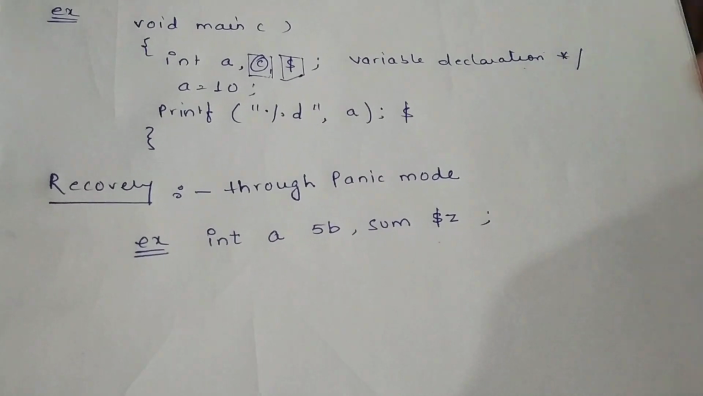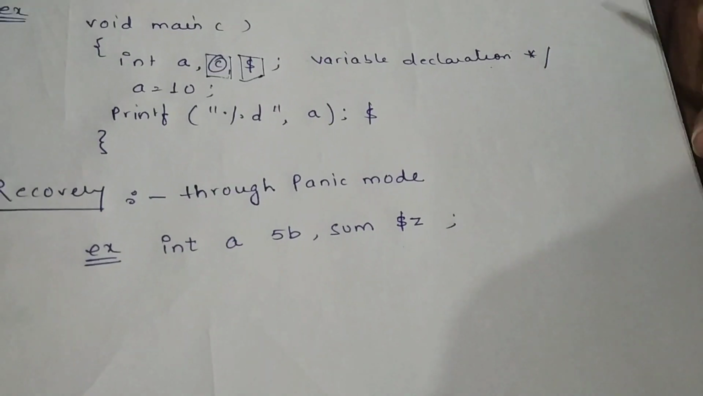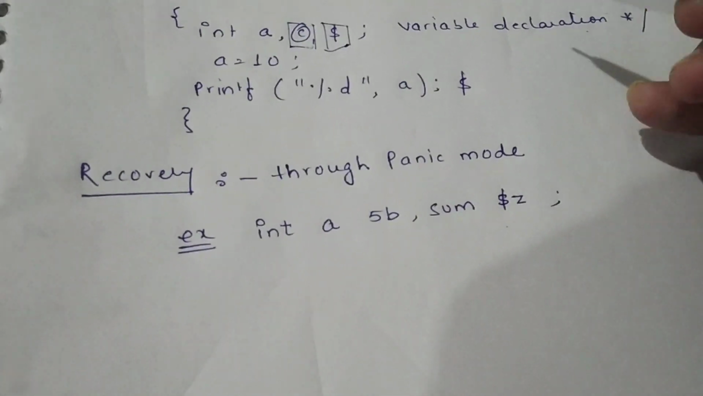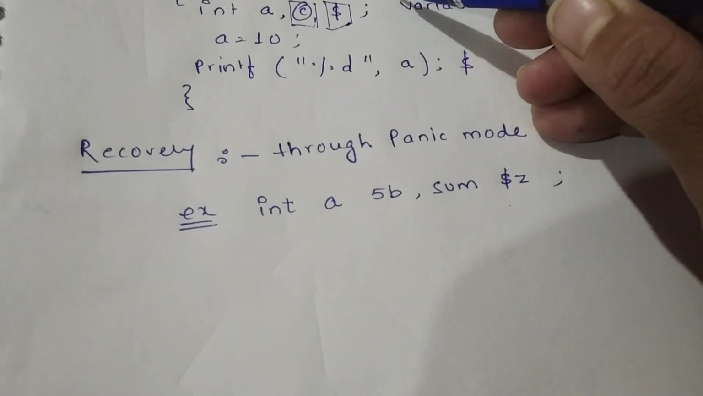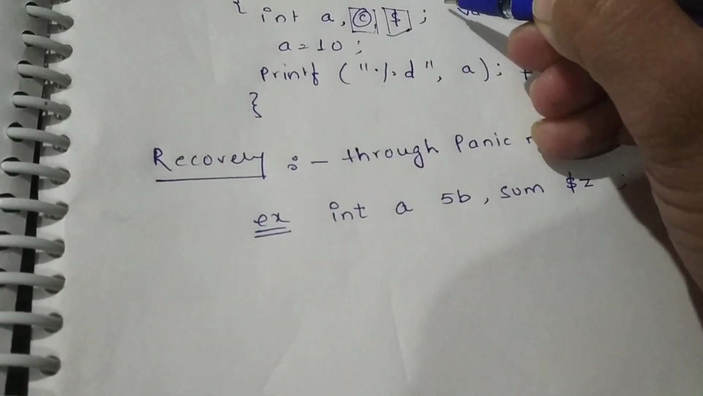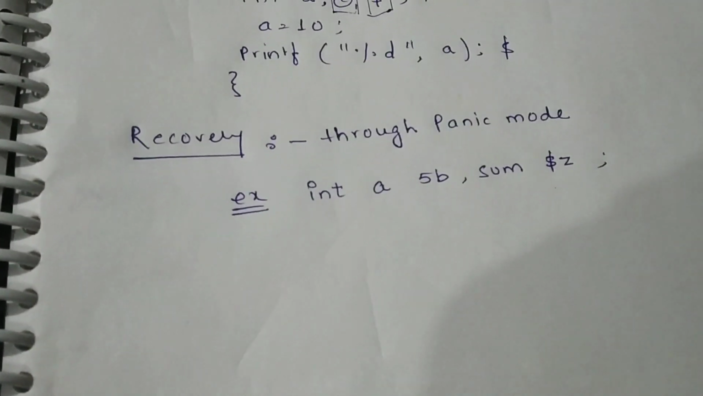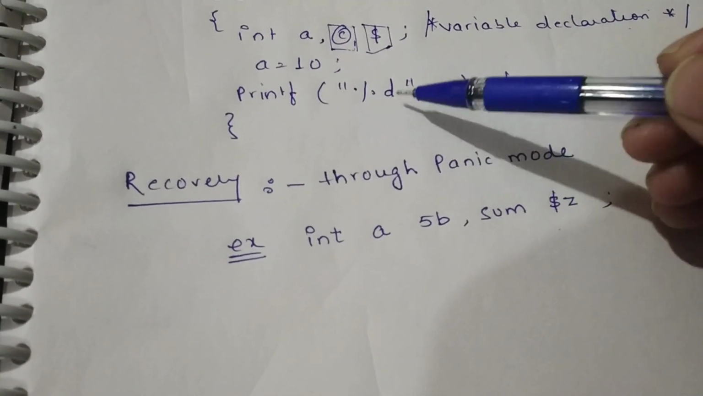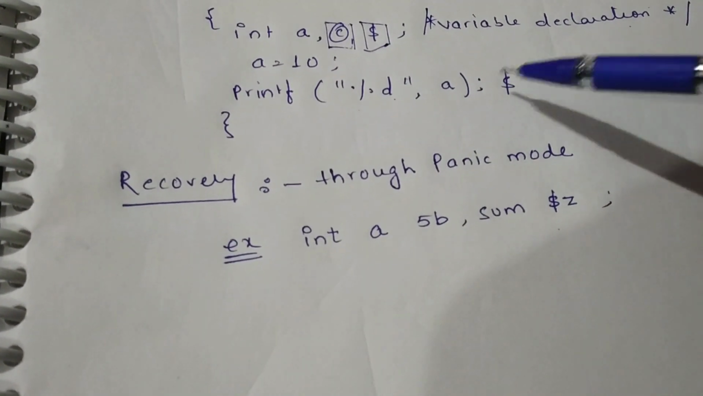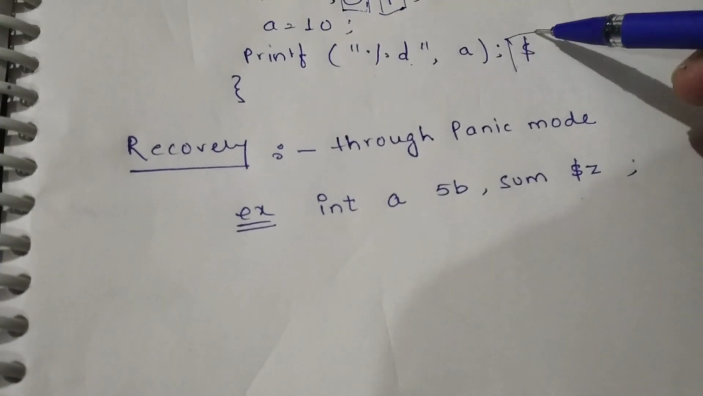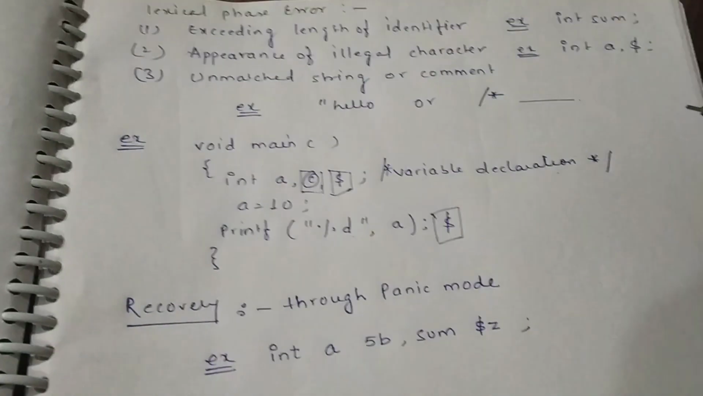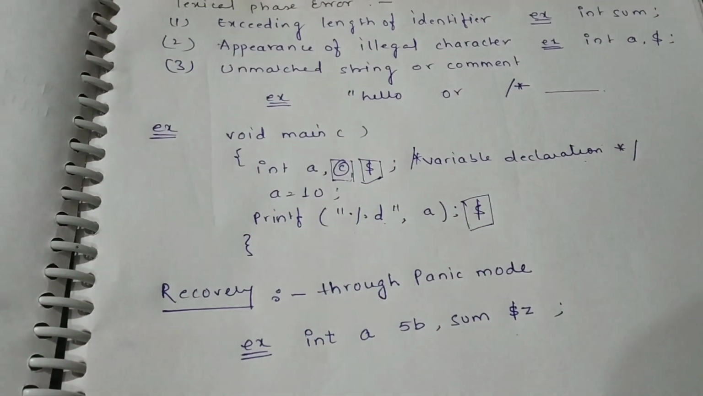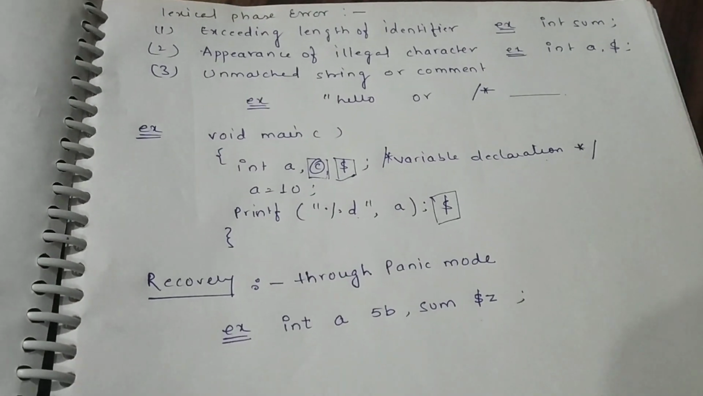The variable declaration part of the comment section is also a lexical phase error because it is not up to the mark. /* should be used here. A is equal to 10 is correct. Printf percentage d is correct, comma a is correct, semicolon is correct, but dollar is not acceptable here. So this is somewhat appearance of illegal character in lexical phase error.